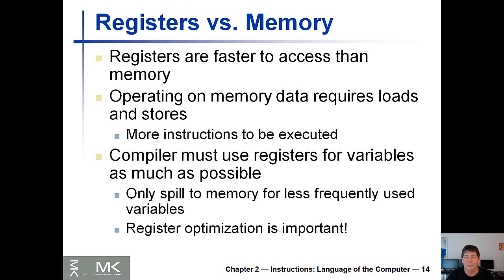The compiler must use registers for variables as much as possible. So if you can, keep stuff in registers, and it's kind of a balance because you have a limited number of registers, but only spill to memory for less frequently used variables. Okay, register optimization is very important.